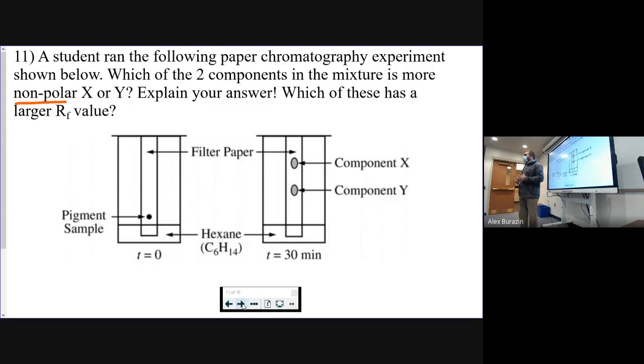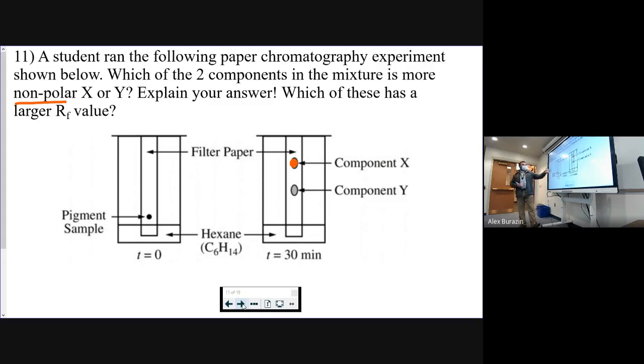Okay? So, which of these is more nonpolar? X. I agree. It traveled further. And hexane, the mobile phase, is nonpolar. This must be a nonpolar substance that is attracted to the nonpolar substance that we have in the reaction chamber. Which means that component Y must be more polar, because it didn't travel as far. It's less attracted to the hexane. Okay? This is an intermolecular forces thing.